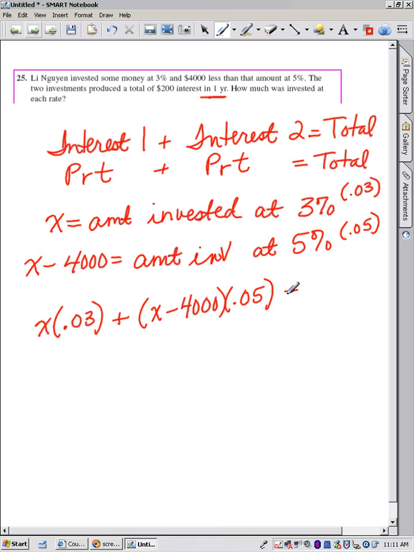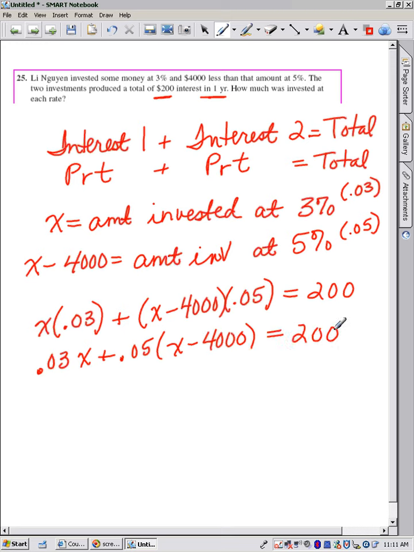Now what are those things equal to? They're equal to total interest that we earned. Well, it says that we produced a total of $200 in interest. So that is our equation. Now you might prefer the coefficient on the left, which I do. So that would be 0.03 times X plus 0.05 times X minus 4,000 is equal to 200.